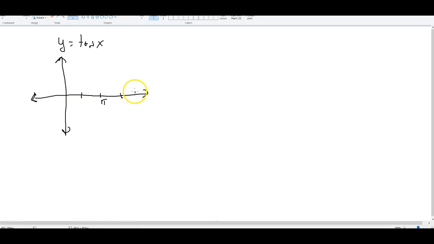If I've got pi, 2 pi, I've got at 0, it's at 0. At pi over 2, it's at an undefined. So I think about it, go, wait a second. At pi over 4, it's at 1. At 3 pi over 4, it's at -1. And at pi, it's at 0.